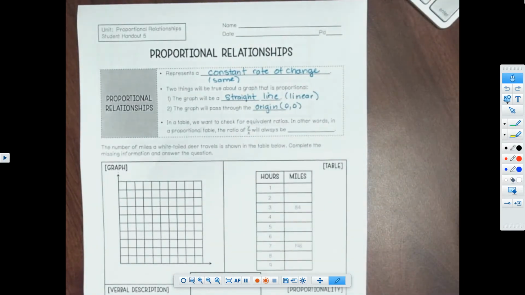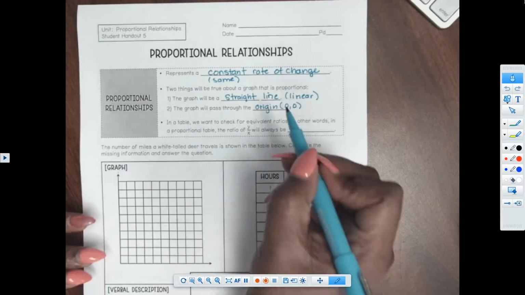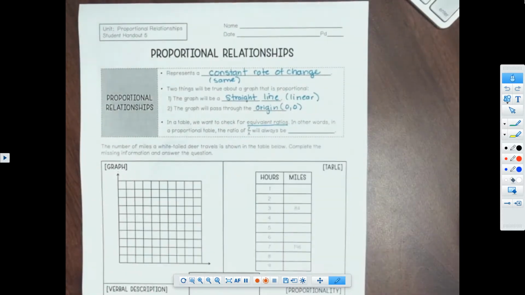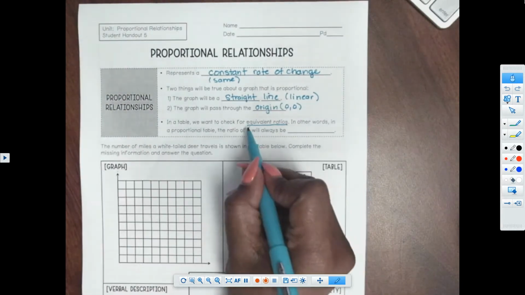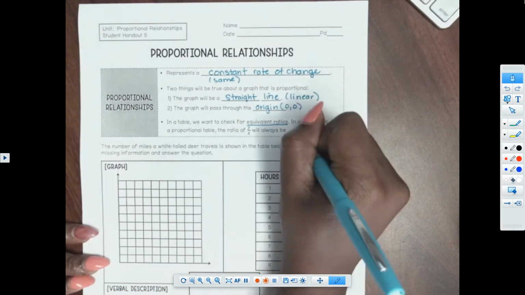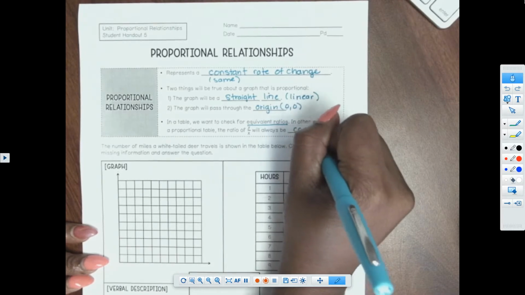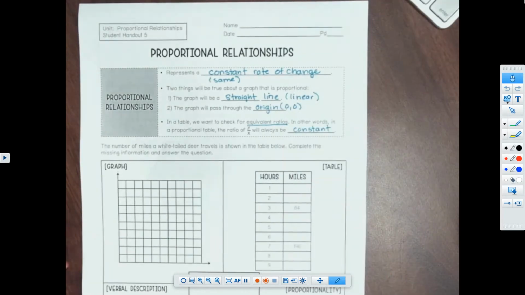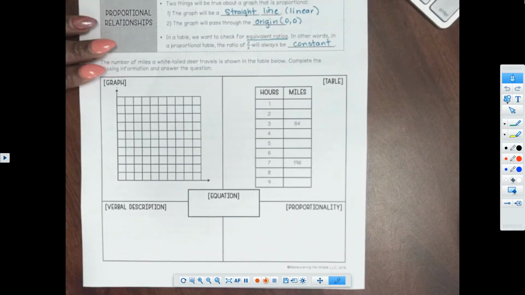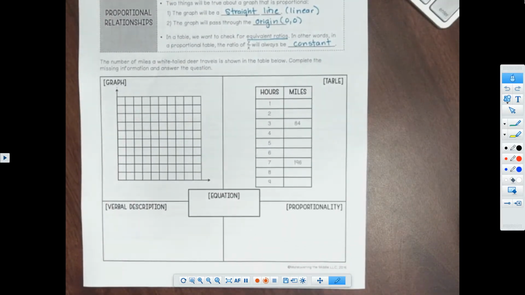If a table is proportional, we have to check for equivalent ratios. And remember, equivalent ratios was when we divided y by x. And if they were the same or constant, then we said that that table was proportional. So we're looking at these examples all at one time, and we're going to see how we can combine tables, graphs, and equations all together.